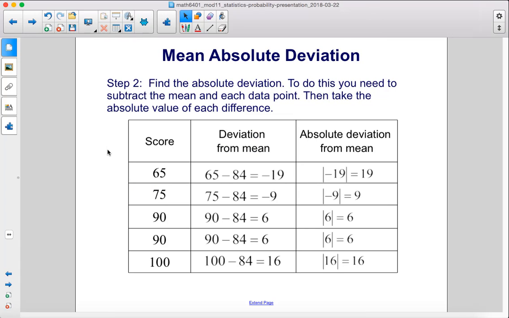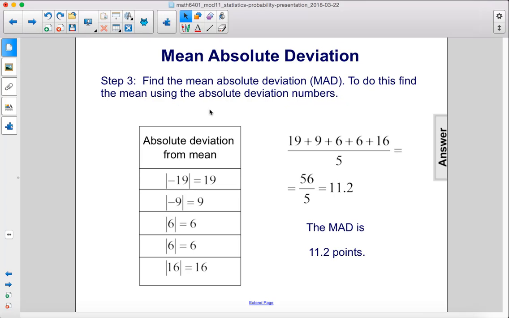Step 2, find the absolute deviation. To do this, you need to subtract the mean from each data point. Then take the absolute value of each difference. So for our score of 65, we subtract the mean, 84, we get negative 19, then we just take the absolute value of that and we get 19 as our absolute deviation from the mean. So we can do that for each score, like that.